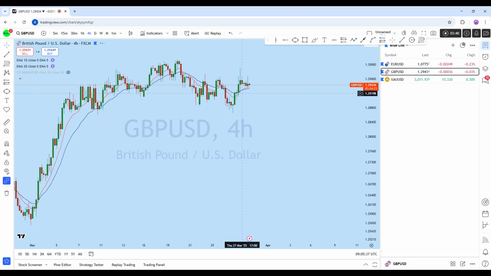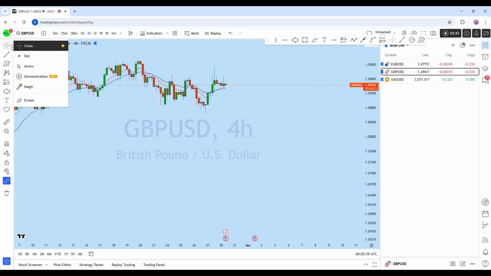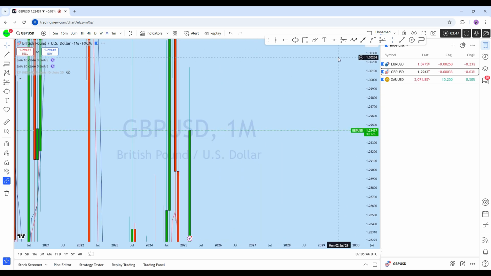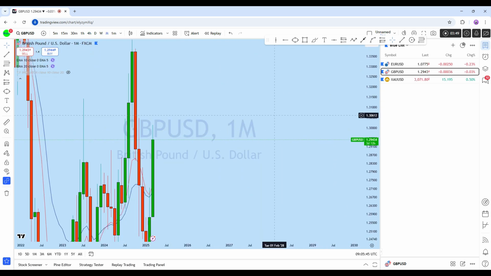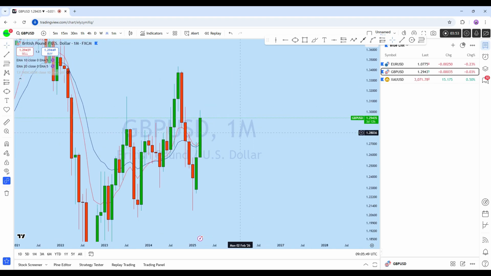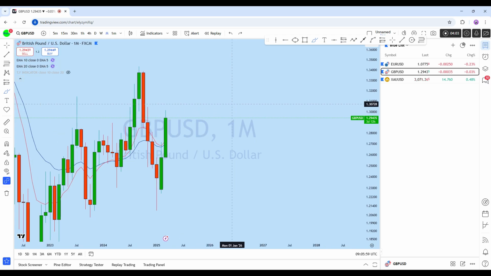Now let's look at British pound US dollar to see what kind of trading opportunity we have in this market. Looking at the monthly chart on GBPUSD, we can see that, like EURUSD, this month there was also a gap open, and after this gap open, the market made its move to the upside with stronger momentum from the monthly.